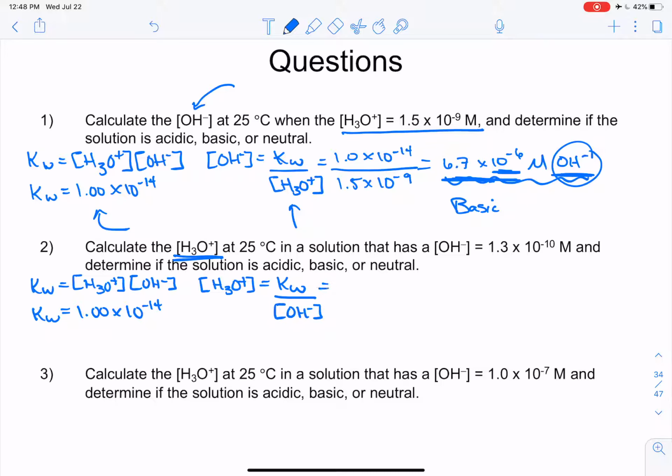And now we just plug and chug. So Kw is 1.0 times 10 to the what? Negative 14. And the concentration of hydroxide in this solution is what? It's given to you up here. It's not 1.0 times 10 to the negative 7, okay? It has been adjusted. So it's 1.3 times 10 to the negative 10. And what that is going to give us is 7.7 times 10 to the negative 5 molar H3O plus.